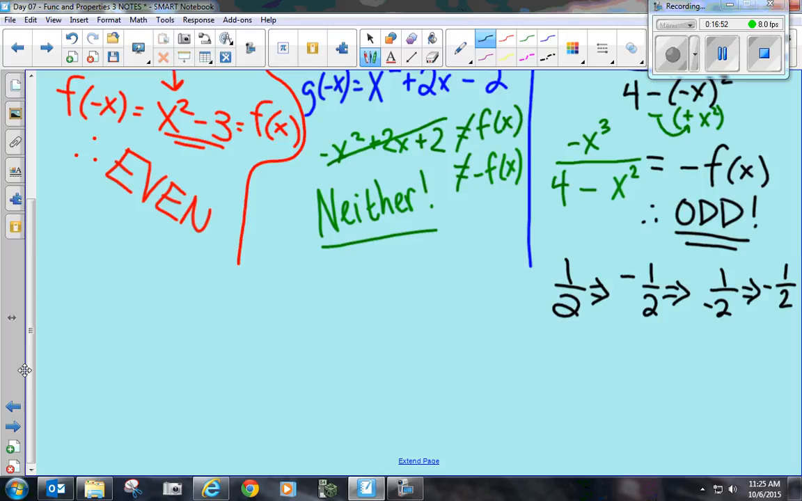The top is negated, not the bottom. If I negated both, wouldn't that just be negative divided by negative? It would still be positive, wouldn't it? Yes. So as long as I negate just one of them, the whole thing is negative. That's why that's odd. Remember your rules for fractions.